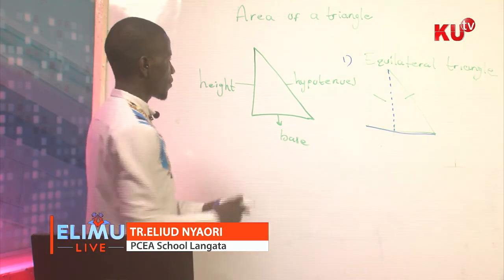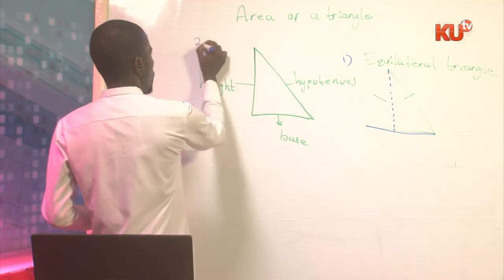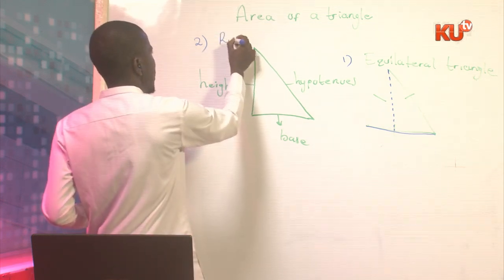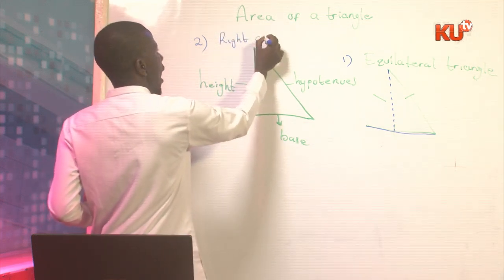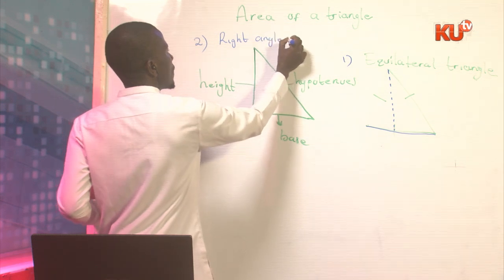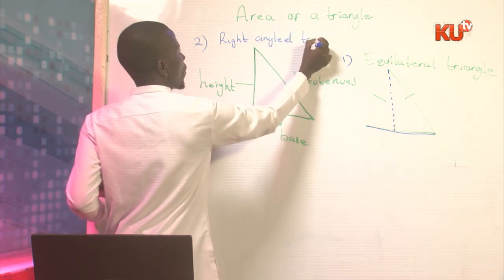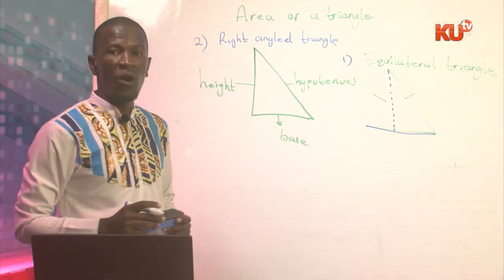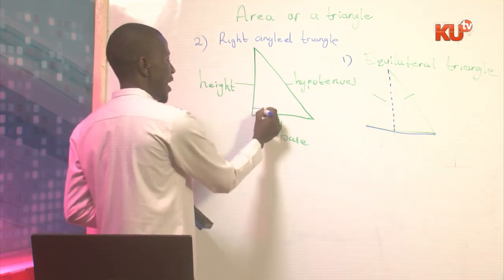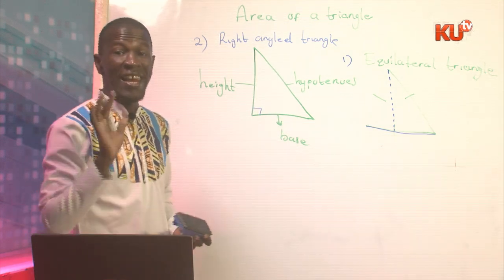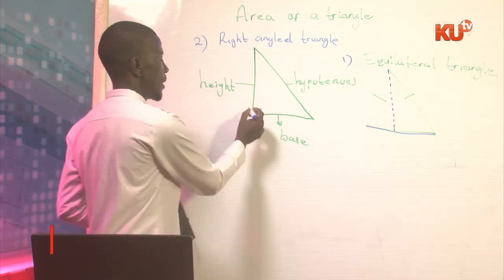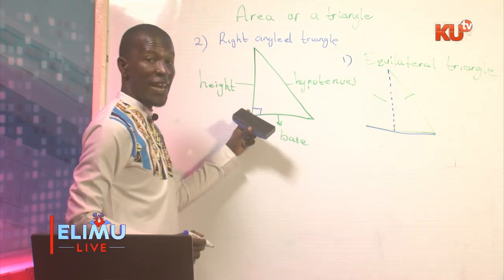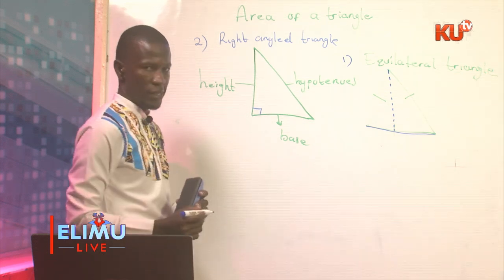Number two, I can choose this one to be our number two. This is a right angle triangle. When we talk of a right angle triangle, one of its angles measures 90 degrees, and this is the sign which shows the 90 degrees.